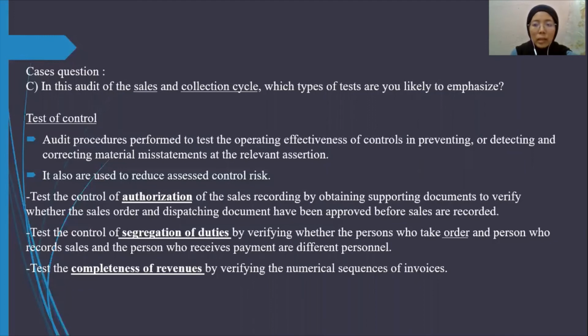Tests of controls that can be implemented under the sales and collection cycle are, first, authorization of sales recording, by obtaining supporting documents to verify whether the sales order and dispatching documents have been approved before the sales are recorded. Secondly, segregation of duties, by verifying whether the person who takes the orders, the person who records the sales, and the person who receives the payment are different personnel. And lastly, completeness of revenues, by verifying the numerical sequence of invoices.